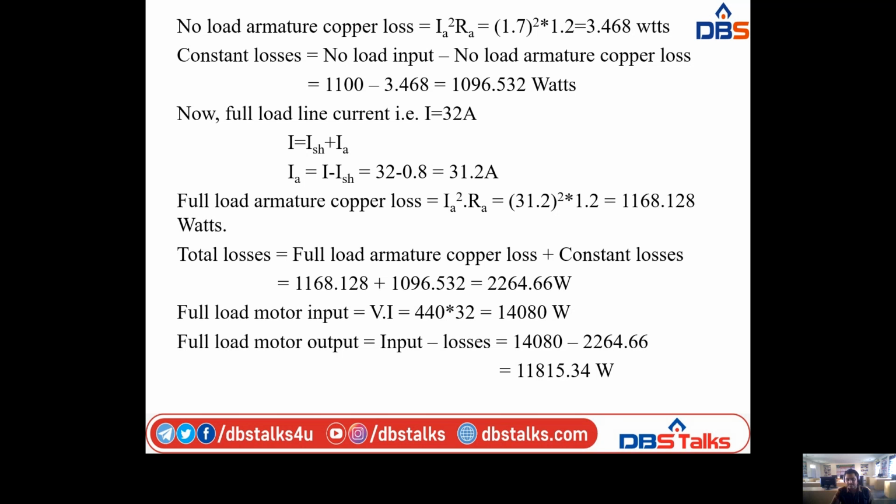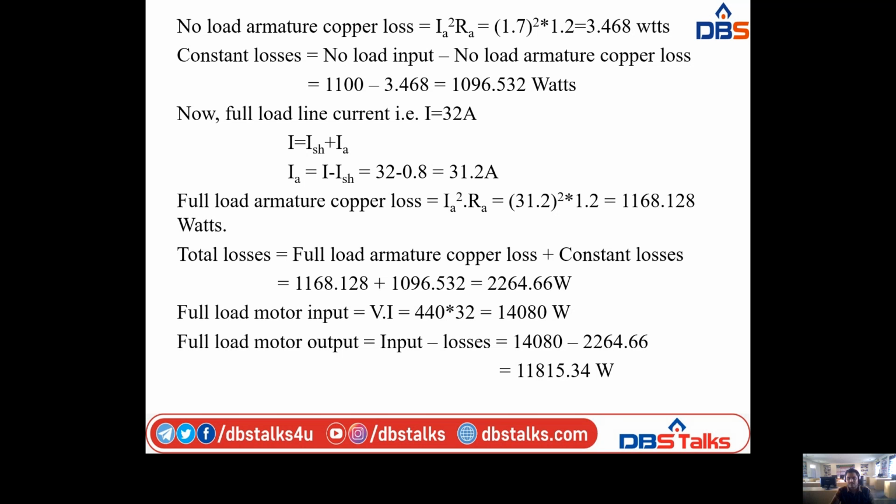After calculating the full load armature current, we have to calculate the full load copper loss. The same formula is used here also, that is Ia square Ra. Here Ia is the full load armature current, that is 31.2 amperes. So 31.2 whole square into Ra, the value of which is already given in the problem, that is 1.2. Substitute here.